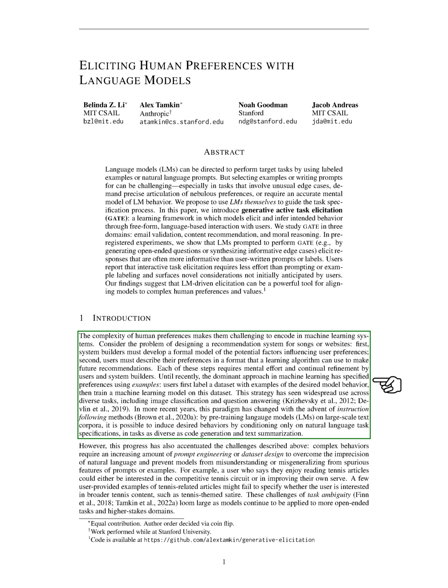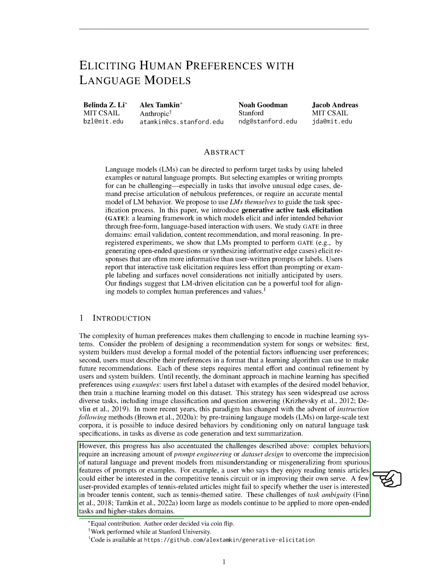However, in recent years, the approach has shifted towards instruction following methods. By training language models on large text corpora, it's possible to induce desired behaviors by conditioning only on natural language task specifications. This can be applied to a wide range of tasks, from code generation to text summarization. But this progress has also highlighted some challenges.